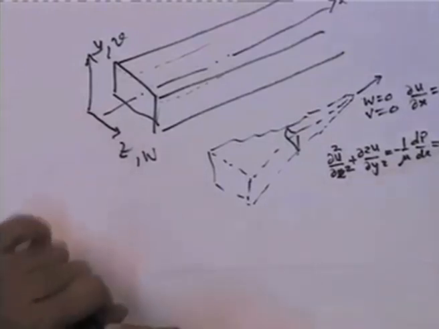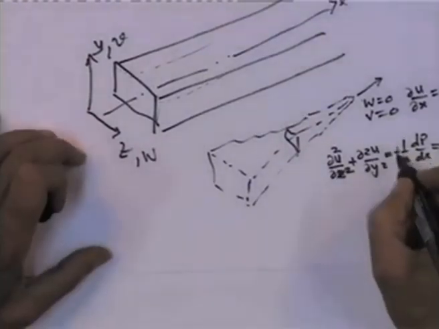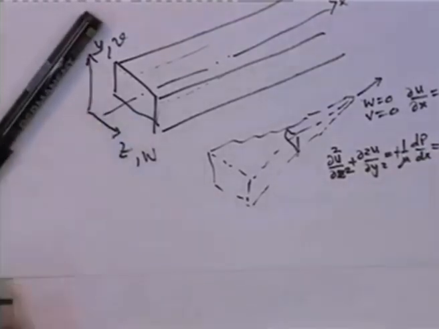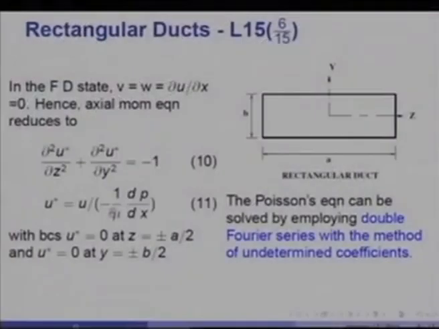And that is what I have shown here. Sorry, beg your pardon, this should be plus dp by dx, and that is equal to constant. So, if you divide u by minus 1 over mu dp by dx, then you get d2u star by dz square plus d2u star by dy square equal to minus 1. This is a Poisson equation with a constant right hand side. And what are the boundary conditions?